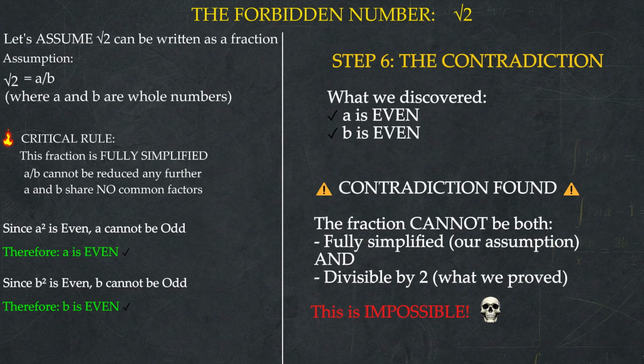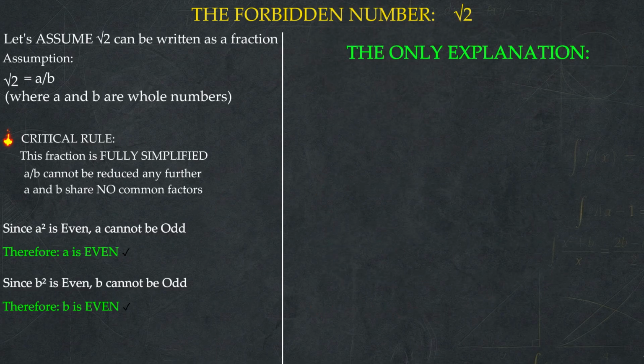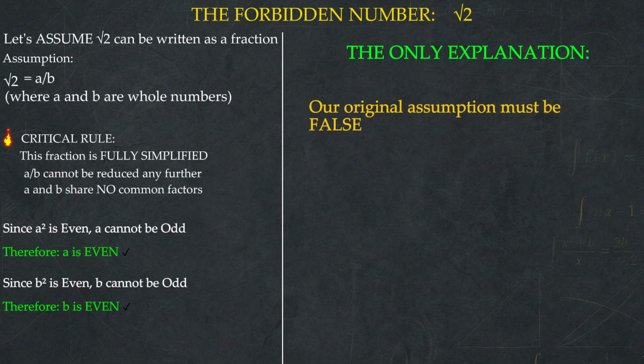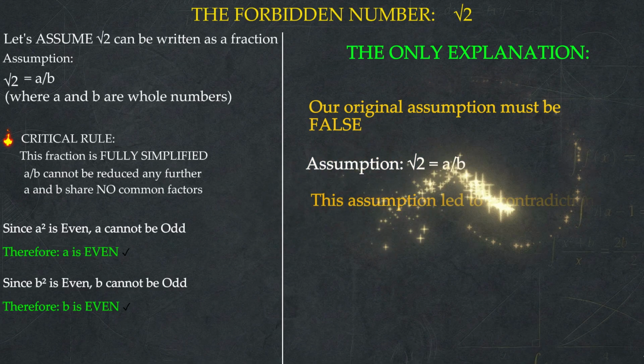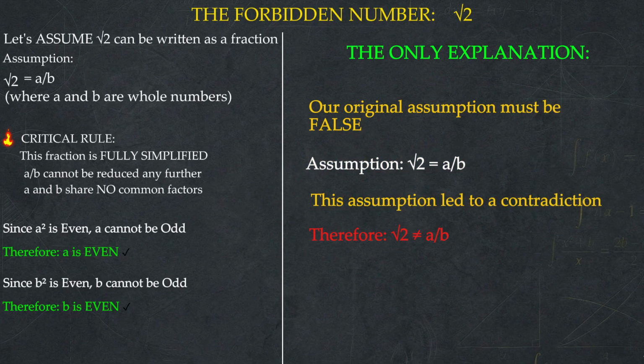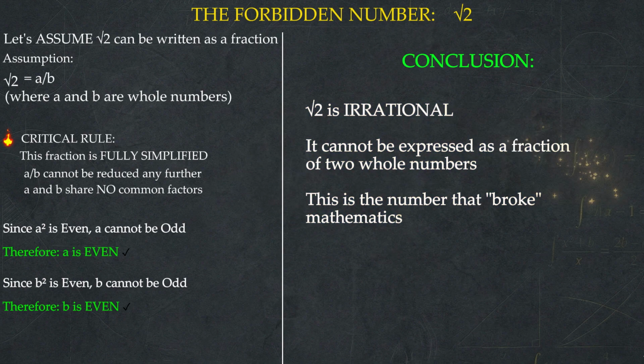We've hit a logical brick wall. The math has broken. The only thing that could be wrong is our very first assumption. The square root of 2 cannot be written as a fraction. The square root of 2 is irrational. It cannot be expressed as a fraction of 2 whole numbers, and that is how you break math.